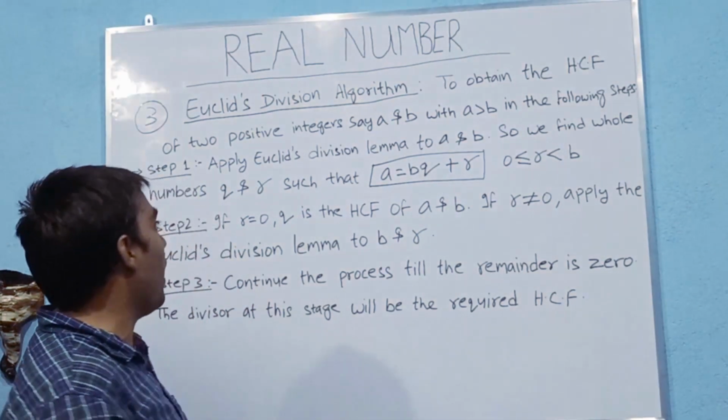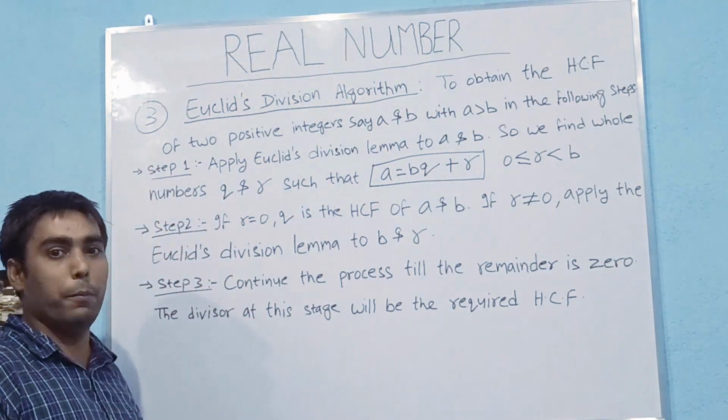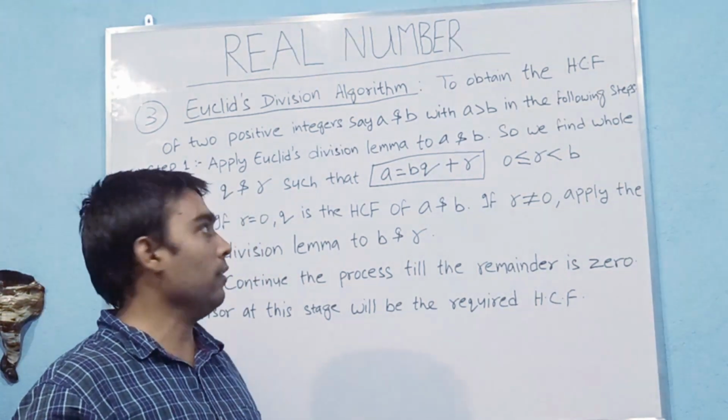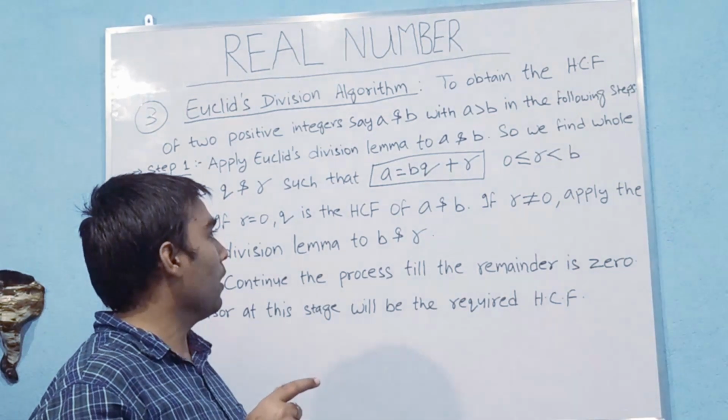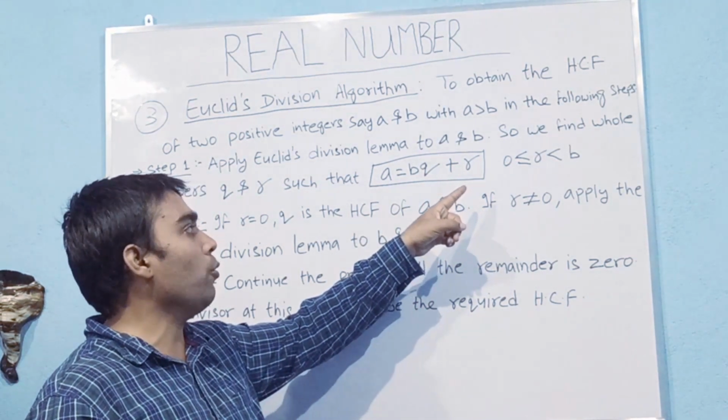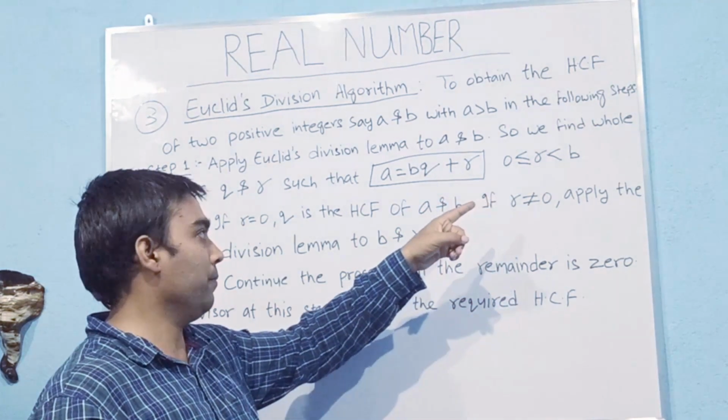Step number 1. Apply Euclid's division lemma to a and b so that we get numbers q and r such that a equals bq plus r and r is greater than or equal to 0 and less than b.